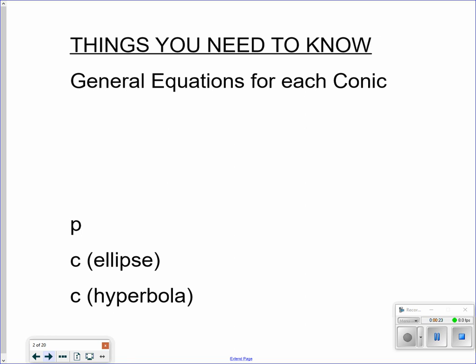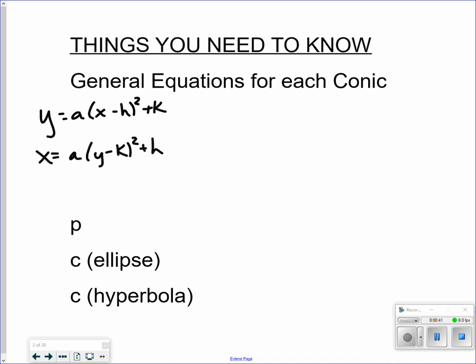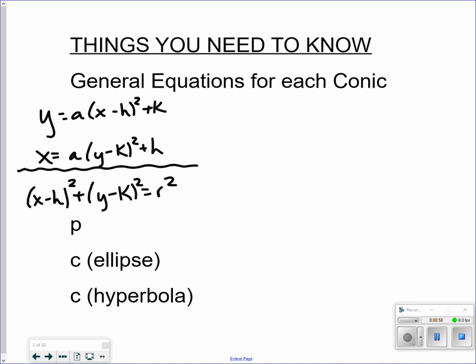The general equation for each of the conics, meaning I need to know what a parabola looks like. Now, granted, there's all kinds of different questions that go along with the parabola, but I need to understand what a general equation for a parabola looks like. And then a general equation for a circle: (x minus h) squared plus (y minus k) squared equals r squared. So there's the parabola, there's the circle.